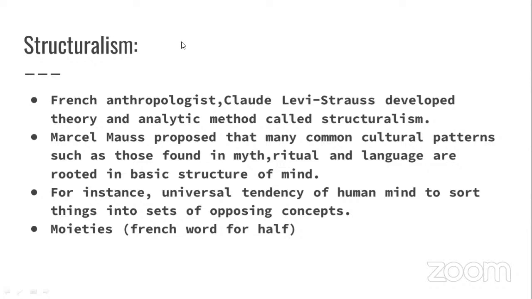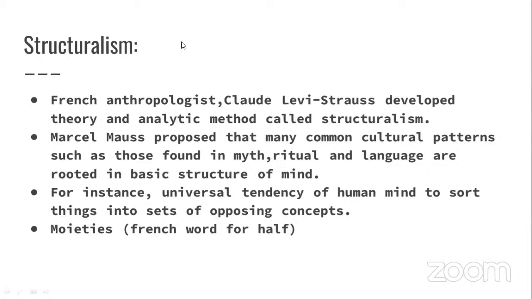For instance, there's a universal tendency of the human mind to sort things into sets of opposing concepts. So there is this concept that was introduced by Levi-Strauss. He wrote that the universal tendency of the human mind is to sort things into opposing concepts. So there have always been opposing concepts like day and night, black and white, male or female. He believes such basic conceptual patterns became elaborated through culture. So these basic concepts always exist in the human mind and they're elaborated through culture.